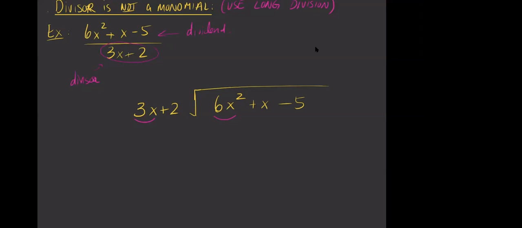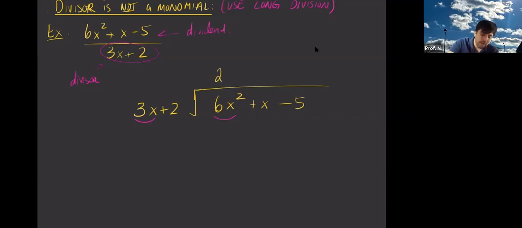So is it 2x? Correct. So 2x is what we're going to put right above. Then you know this: 3x times 6 times 2x is what? 6x squared? That's what we just said, right? We just said 3x times 2x is 6x squared.